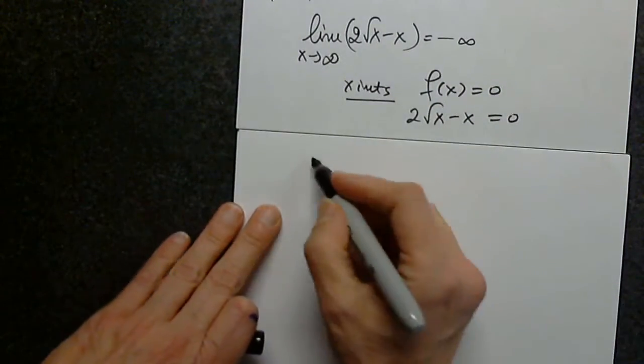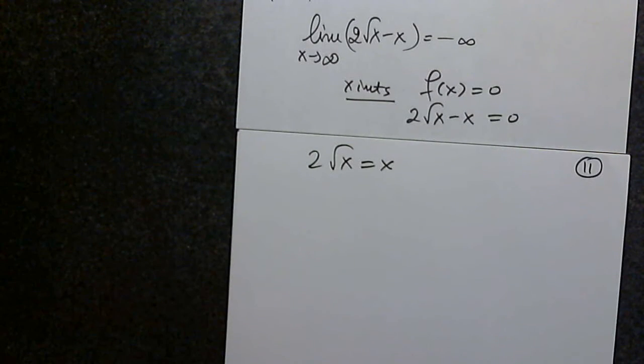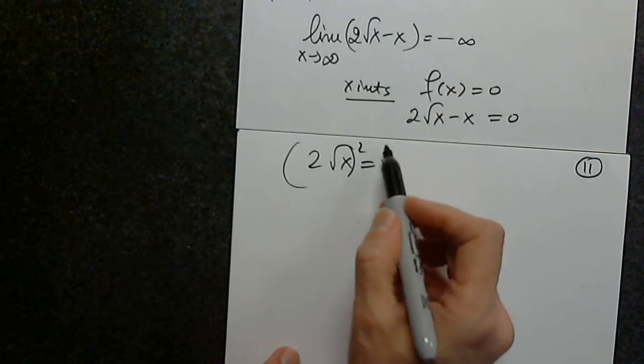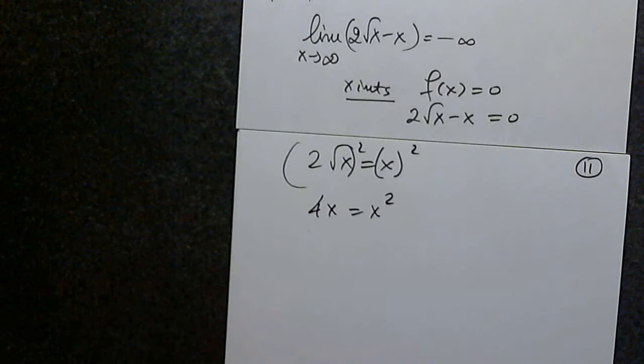So then 2 the square root of x equals x. How do I continue? Now obviously I have to get rid of the square root. And now I will do what? Yes, now I can square both sides. And I get 4x equals x squared. I have to get 2 solutions because it's quadratic.